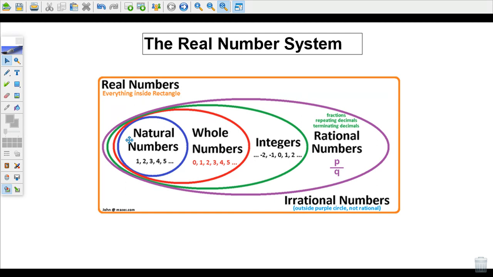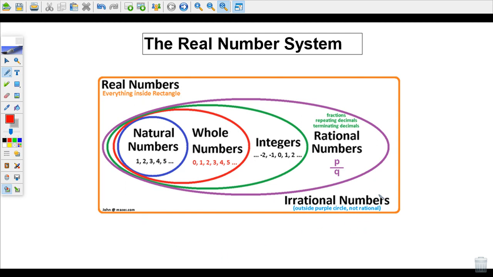We're really going to focus on rational numbers and irrational numbers, but I wanted to give you an idea of what the entire number system looks like. So I think this diagram does a pretty good job of that. Inside this orange rectangle, all of these different sets of numbers are considered real numbers. I'm going to start from the outside and work my way in.